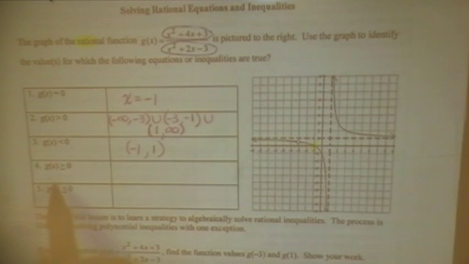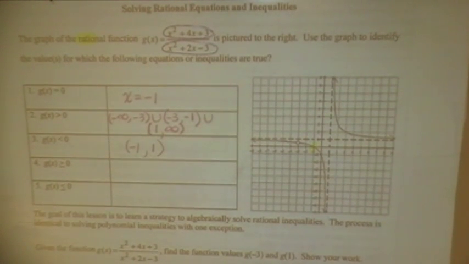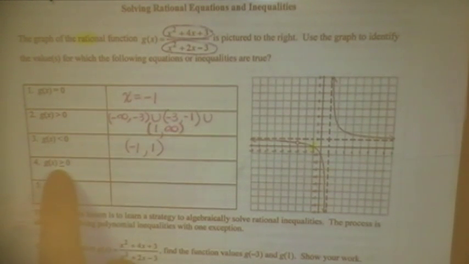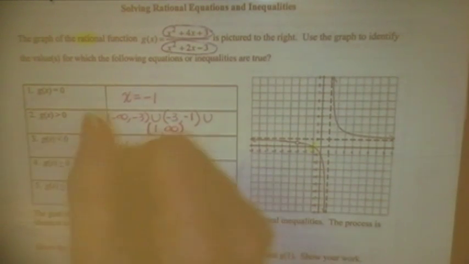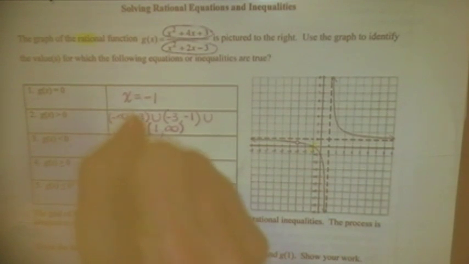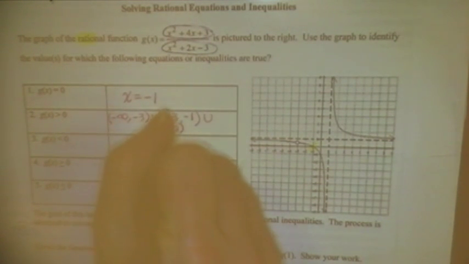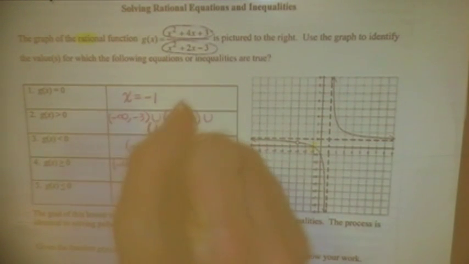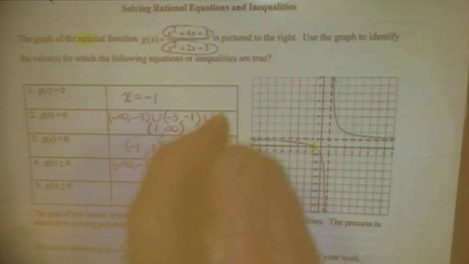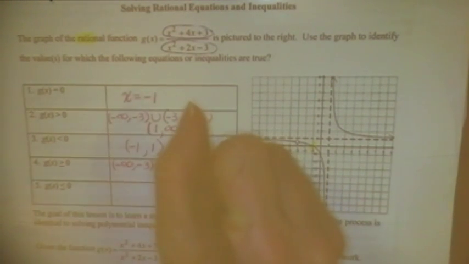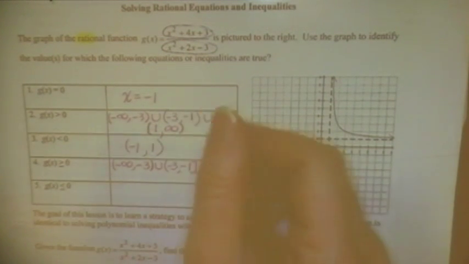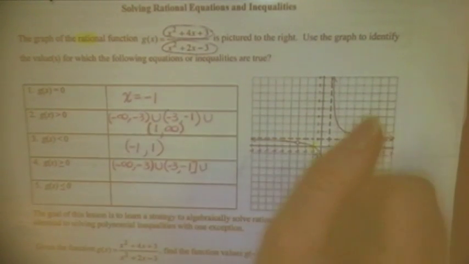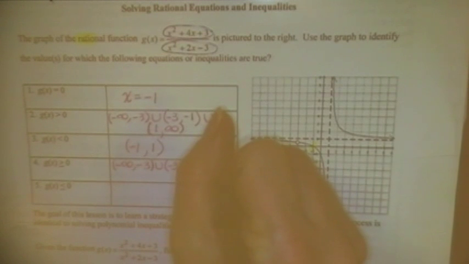Alright, so 4 and 5, the only difference between 2 and 4 is the bracket, because this has an equal sign underneath it. So I'm going to go -infinity to -3 at the hole. That's still a parentheses because that's a hole. There's nothing there. From -3 to -1. Now right here at -1, we highlighted that. It actually equals 0, so that gets to be a bracket right there. In union with, right after the 1, it starts over.